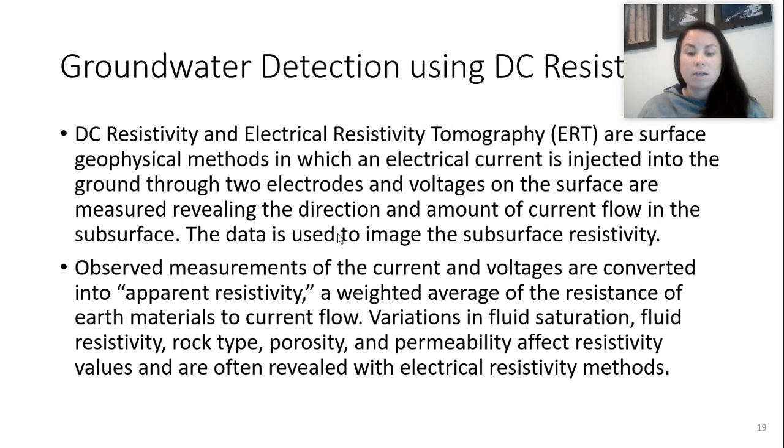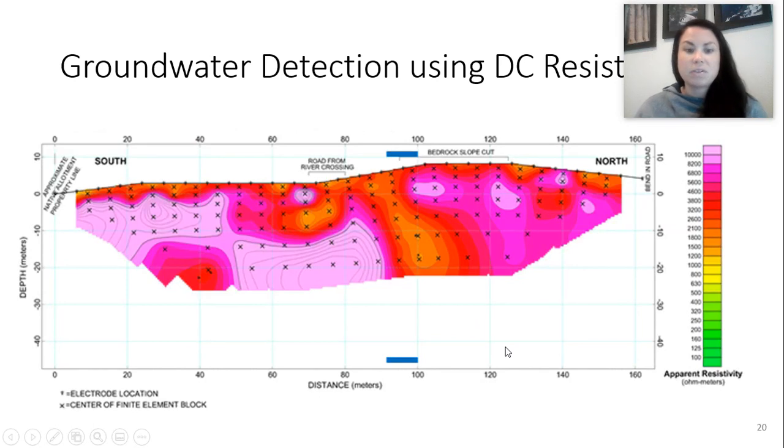So earlier in the semester, we talked about how that's a really big deal. And you might be able to determine flow of groundwater so that you can do some more remediation if there are contaminants and things like that. So what happens is you have these measurements of current and voltage that show how resistive the subsurface is. And variations in fluid saturation, resistivity, rock types, porosity, all those things could tell you about how resistive the subsurface is. So here's an example of an apparent resistivity survey.